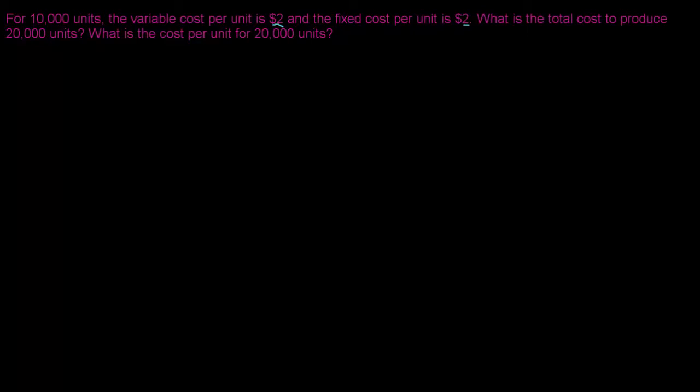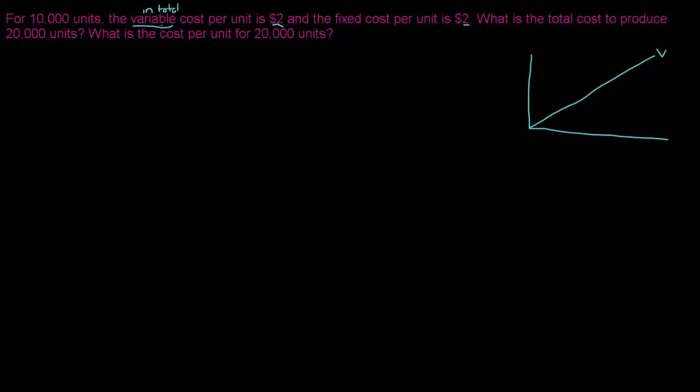So let's think about what a variable cost is. A variable cost is a cost that varies. Okay, it is variable in total. So let's put that in there, in total. What that means is that a variable cost is going to increase as production increases. Okay, so that's your variable. Let's mark that with a V.